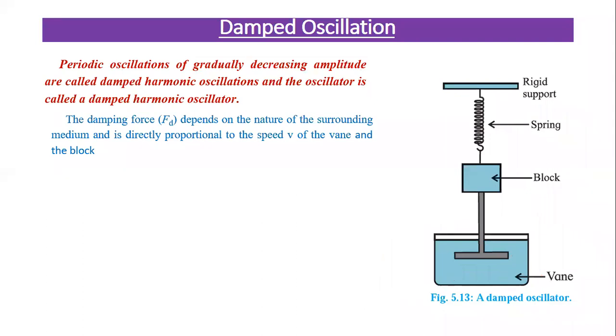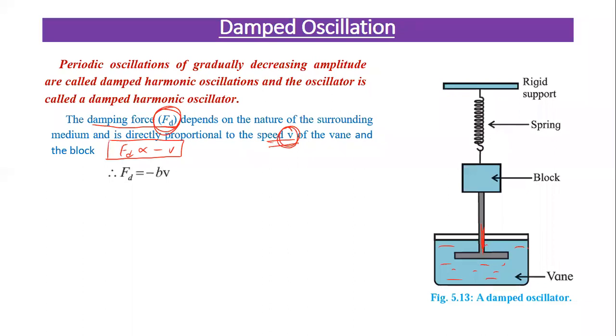Now here, damping force. If we consider damping force is Fd, it depends on the nature of the surrounding medium, which means it depends on which type of medium is inside, maybe water or any other liquid, and it is directly proportional to the speed of the vane. The speed of the vane also decides how much the damping force is. So here we can write the relation between damping force and the speed. They are proportional. So we get a relation: this damping force is proportional to the speed, and they are oppositely directed.